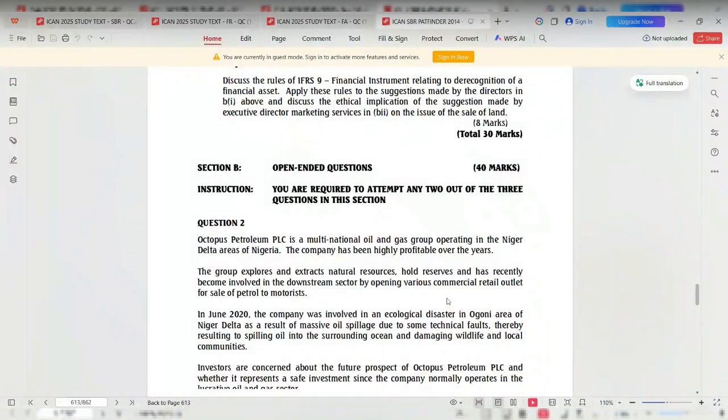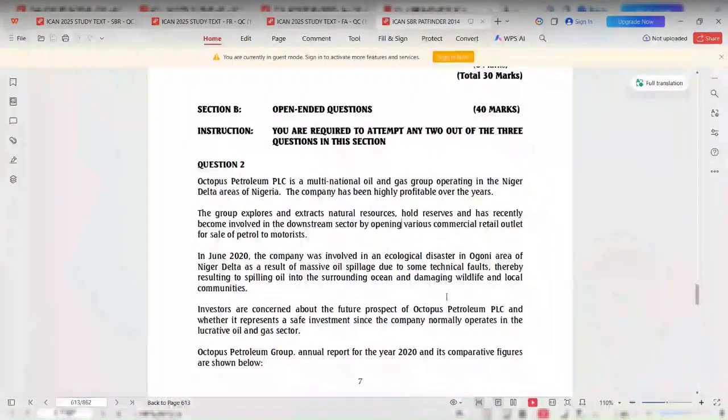As you can see, this is question 2. Octopus Petroleum PLC is a multinational oil and gas group operating in Nigeria's Delta area. The company has been highly profitable over the years. The group explores and extracts natural resources, oil reserves, and has recently become involved in the downstream sector by opening various commercial retail outlets for sale of petrol to motorists.